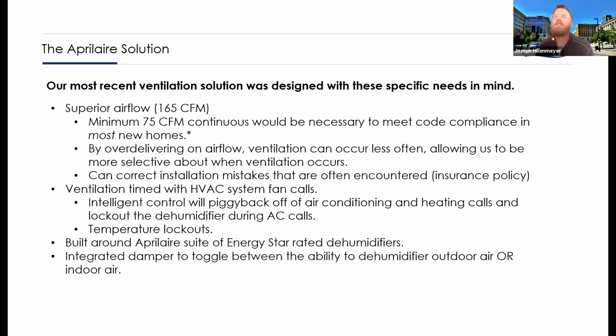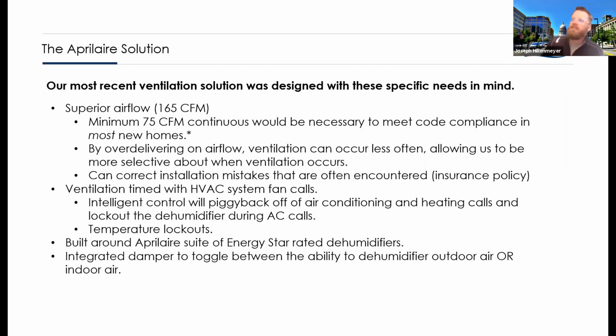A little bit about the solution I just showed you. That's the E100V 8190FF. So this is our ventilating dehumidifier. It's a ventilator, but it has its own dehumidifier built into it. It's built off of our Energy Star series of dehumidifiers. So it can condition the air with its own condenser to remove humidity before it delivers it to the living space. Has an airflow of 165 CFM.